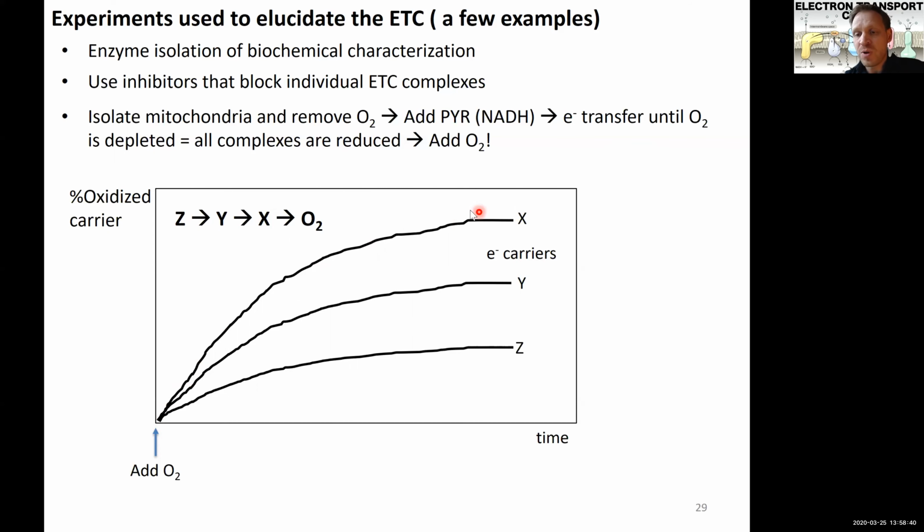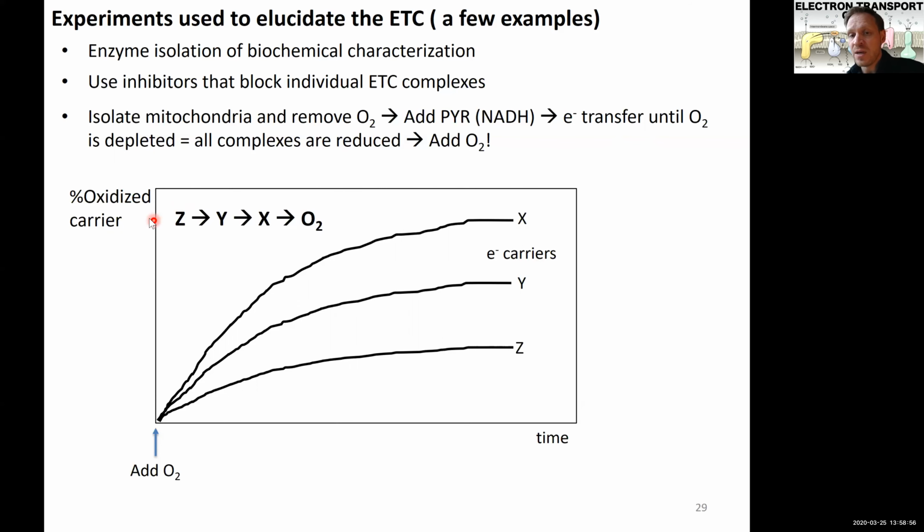So it's the first to be oxidized. The amount of oxidized carrier happens the fastest. It has the steepest curve. Then the middle one here would be your next one acting downstream. And the lowest one, so the one that is slowest to oxidize, is your complex Z here.